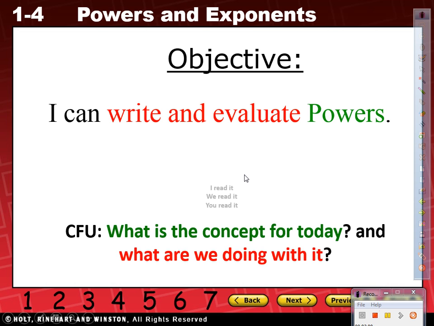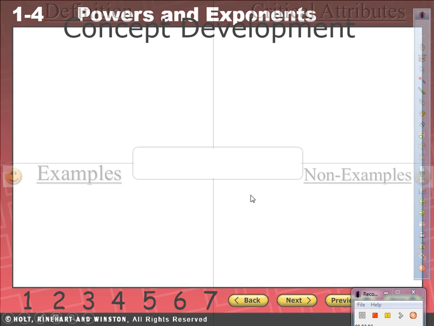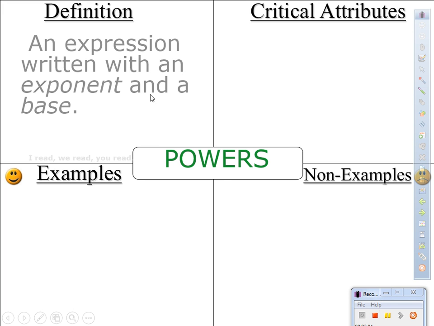Here we go. So, concepts. Powers, what are they? Expressions written with an exponent and a base. That's it? Yes. Let's look at it.